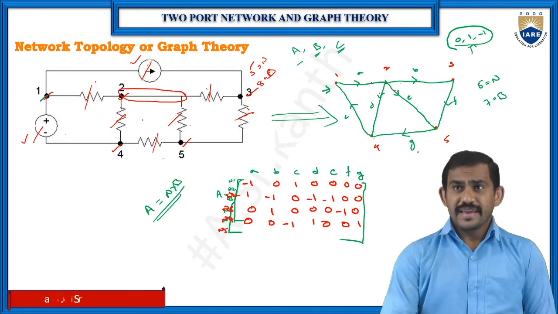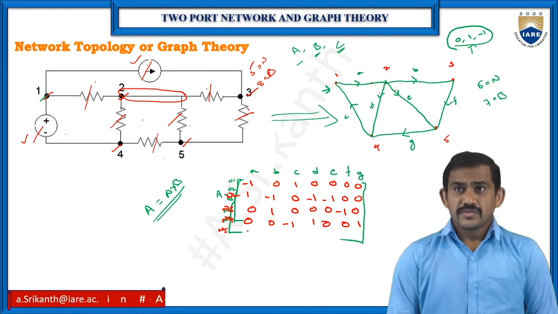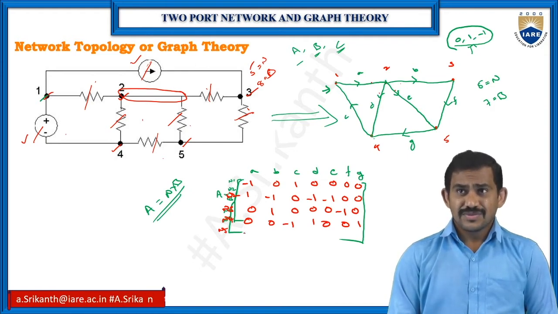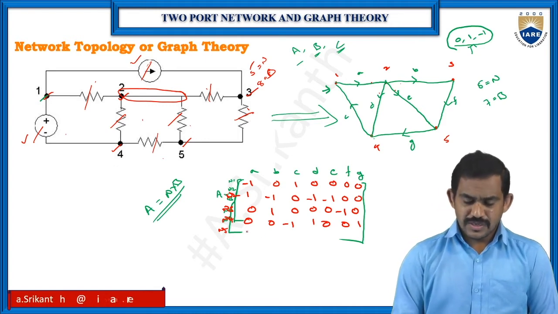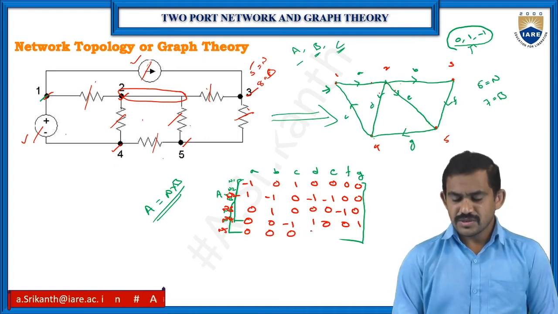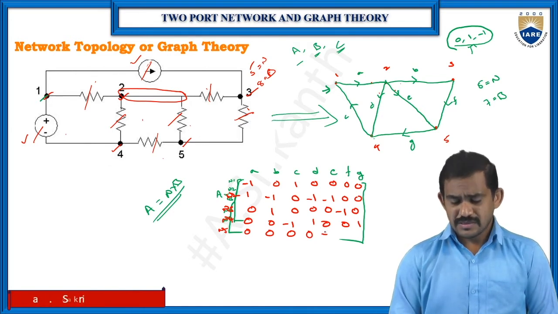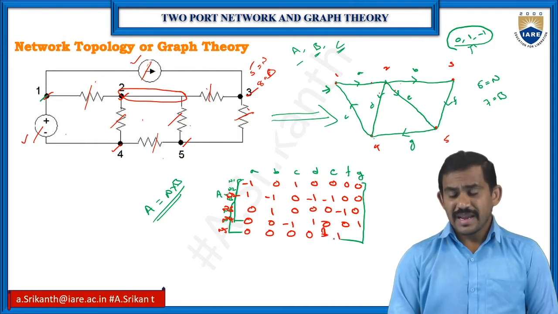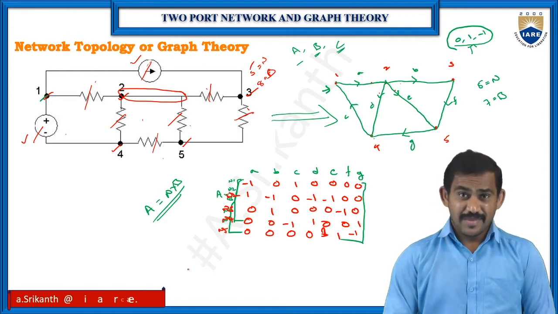Coming to node 5, again we have 3 branches: G, E, F. E is incoming and F also incoming, G is outgoing. The remaining are zeros. So E is incoming plus 1, F is incoming plus 1, and G is outgoing minus 1. That's it. So this is about the A matrix.